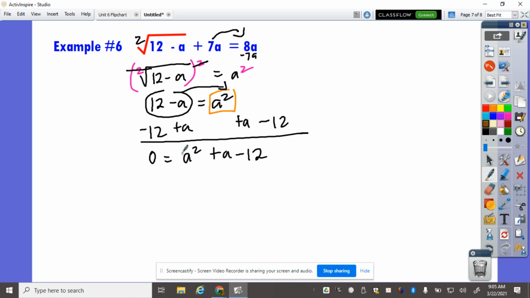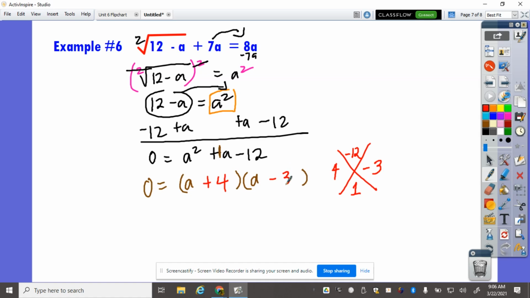And doing this one here, if you remember the baby factoring, we can factor this in order for us to solve for the a. A squared will just be an a and a. A times a is a squared. The invisible number here is 1. So what two numbers, when you multiply them, give you a negative 12, and when you add them, give you a positive 1? Very easy. 4 and 3. The 4 is positive, 3 is negative, because when you add them, it has to be equal to 1. So this will be positive 4, and this will be negative 3.